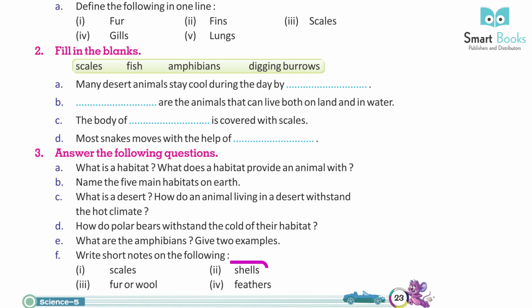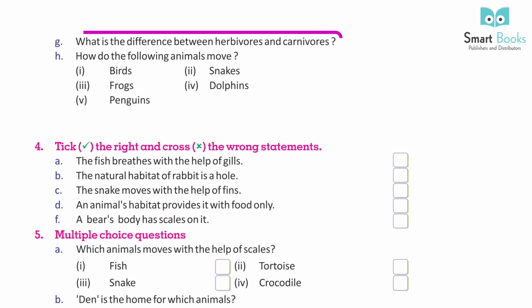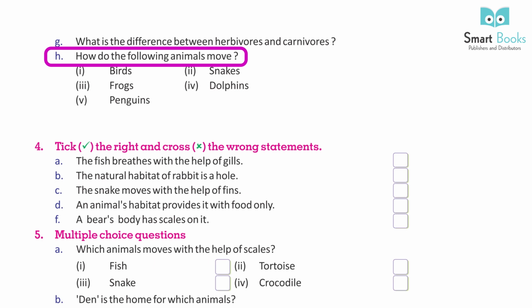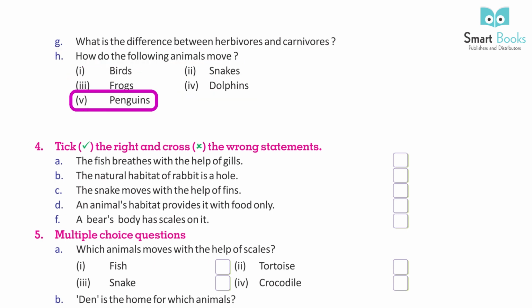F. Write short notes on the following. 1. Scales. 2. Shells. 3. Fur or wool. 4. Feathers. G. What is the difference between herbivores and carnivores? H. How do the following animals move? 1. Birds. 2. Snakes. 3. Frogs. 4. Dolphins. 5. Penguins.